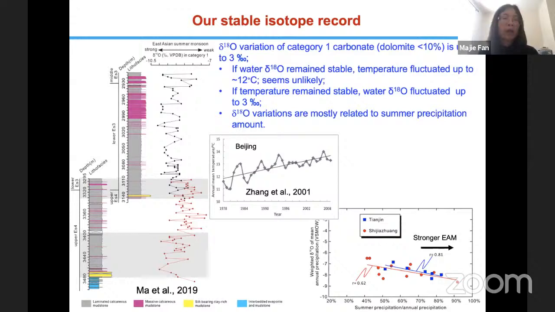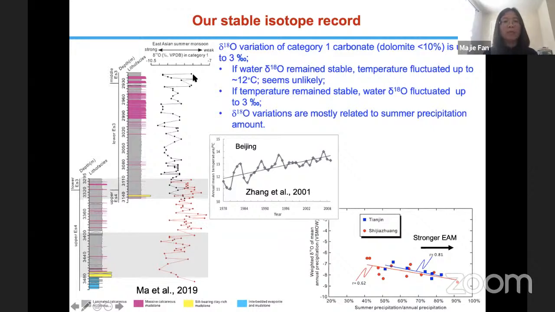Okay, so now we can look into our delta O18 record. We stack these two cores together. There's an interval that overlaps with each other. So we can see from this variation of the delta O18 values, there's up to about 3 per mil of variations. Okay, so if we attribute this 3 per mil of variation completely to temperature change, that suggests there needs to be a 12 degree temperature fluctuation.